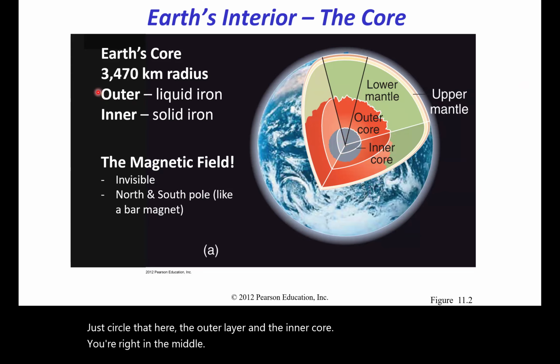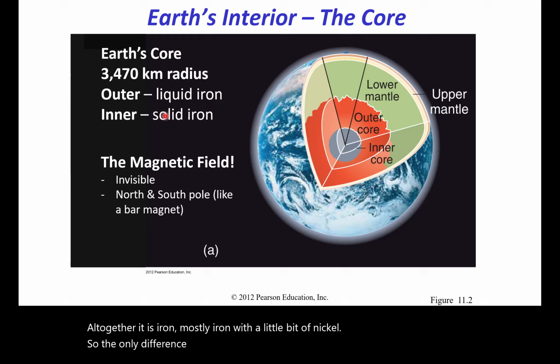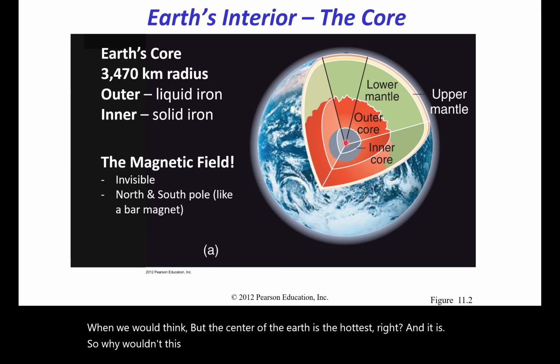We split them into inner and outer core because one is liquid, an actual liquid, and the other is solid. Altogether, it is iron, mostly iron, with a little bit of nickel. So the only difference here is whether it's a liquid or solid. And I'll explain why we have a liquid layer here, when we would think, oh, but the center of the Earth is the hottest, right? And it is.